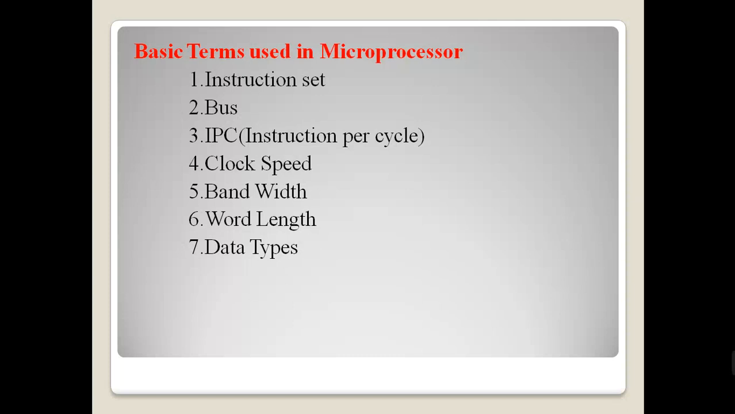Okay, next, data types. Microprocessors can support different kinds of data types. One is binary, another one is ASCII, then signed and unsigned numbers. So these are some data types supported by microprocessors.